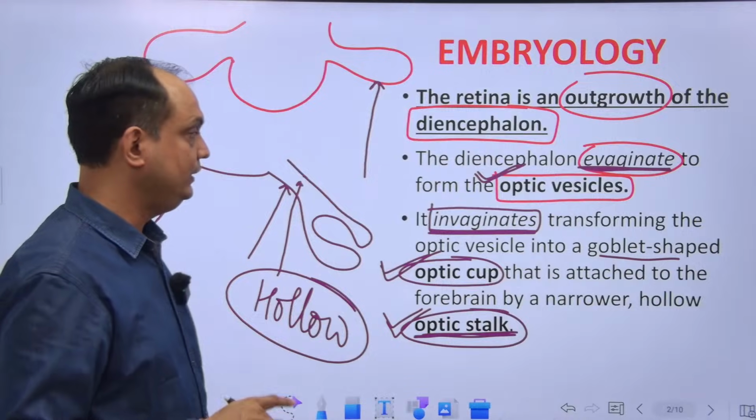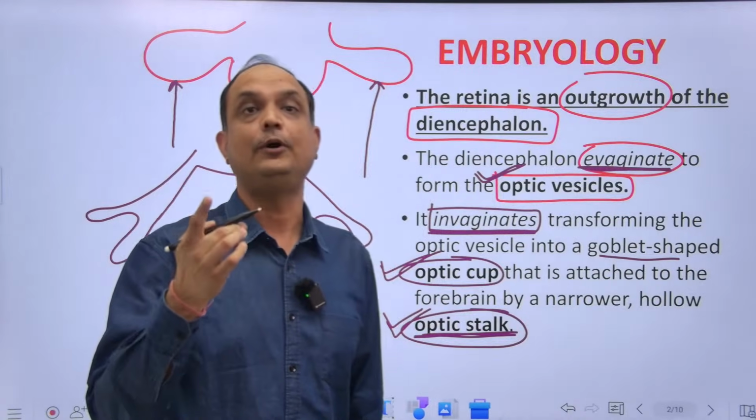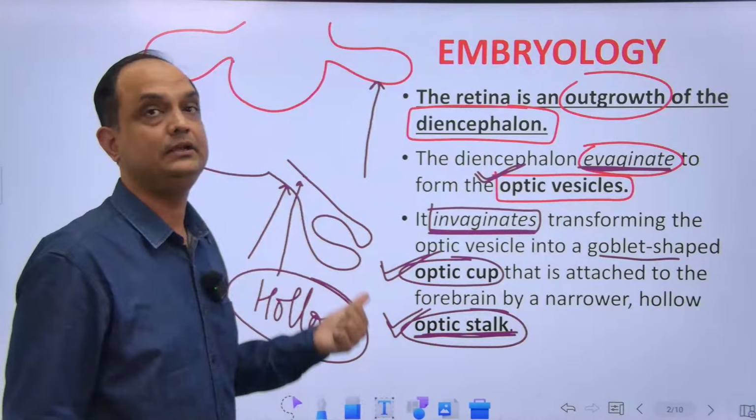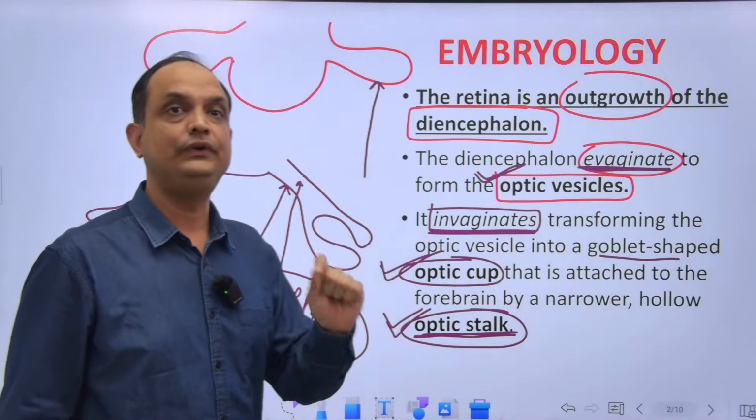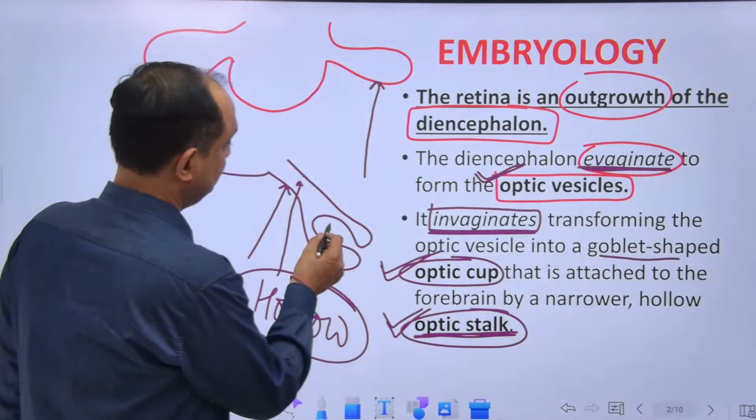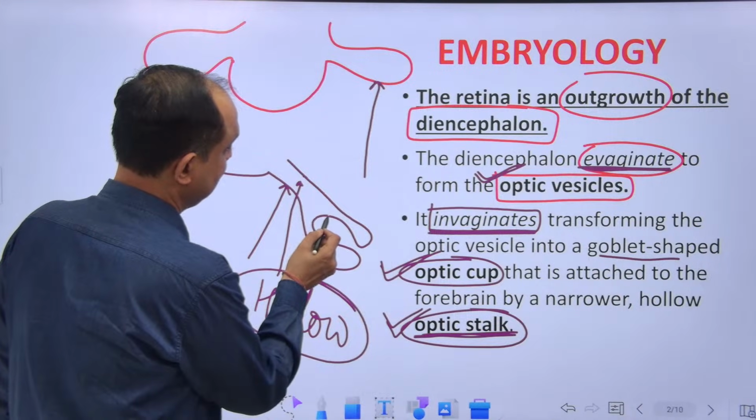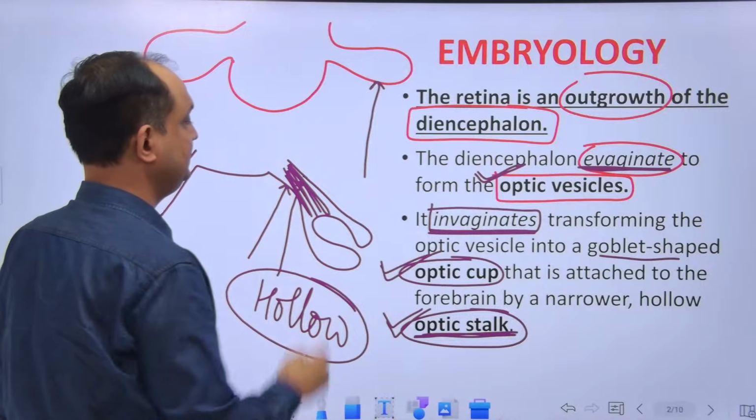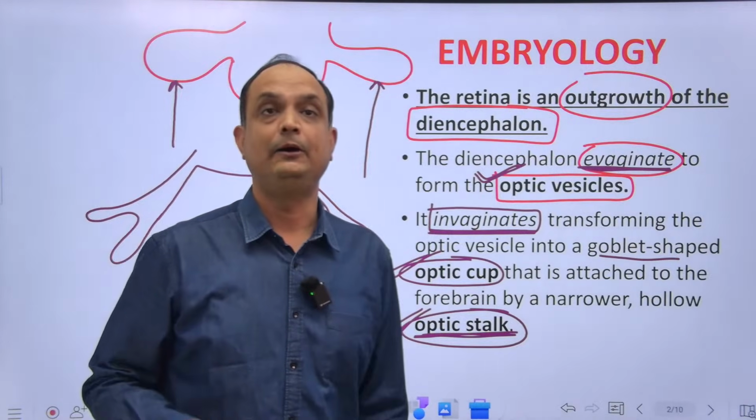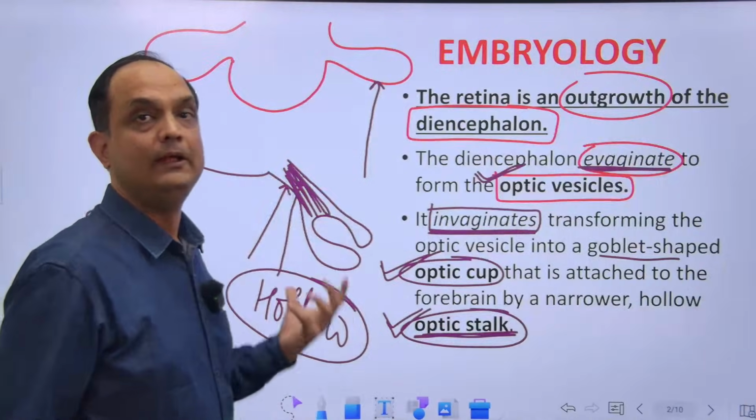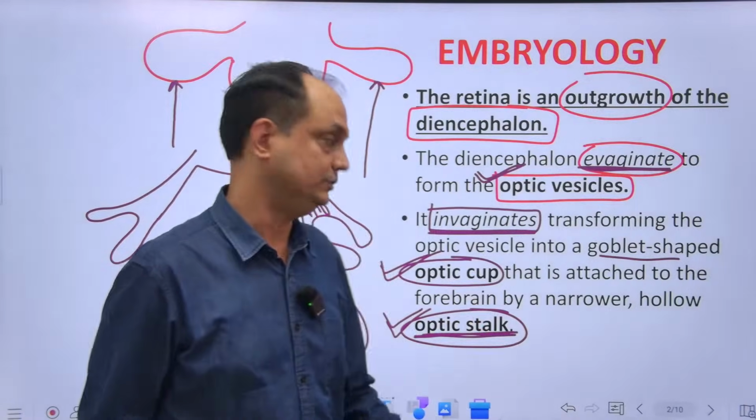Clear? Now when you learn the formation of the optic nerve, you will realize that this hollow optic stalk is later filled by the axons of the ganglion cells. So later on you will see that ganglion cells will appear and their axons are going to fill this optic stalk to form the optic nerve. But initially this stalk is hollow when you see the initial embryology.